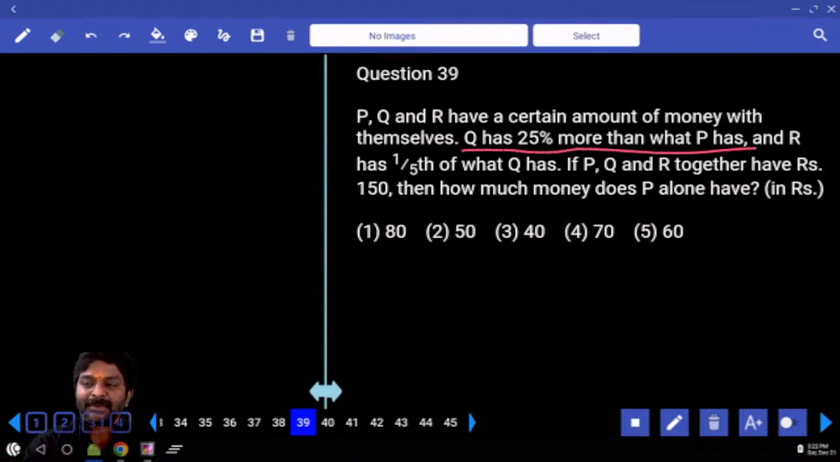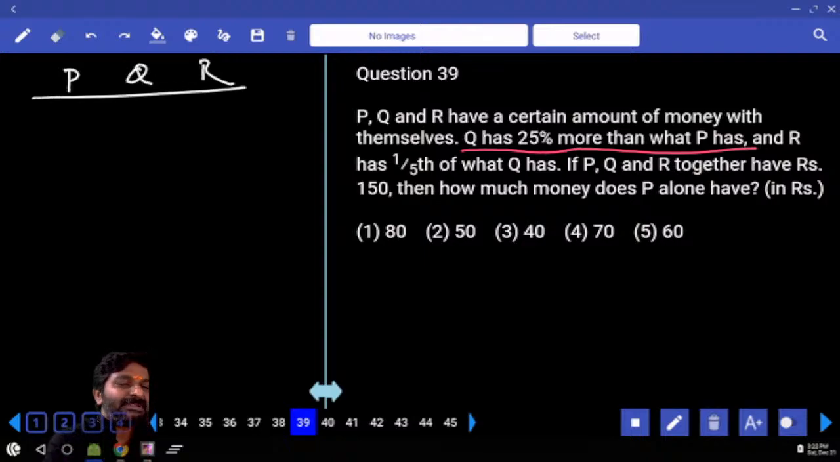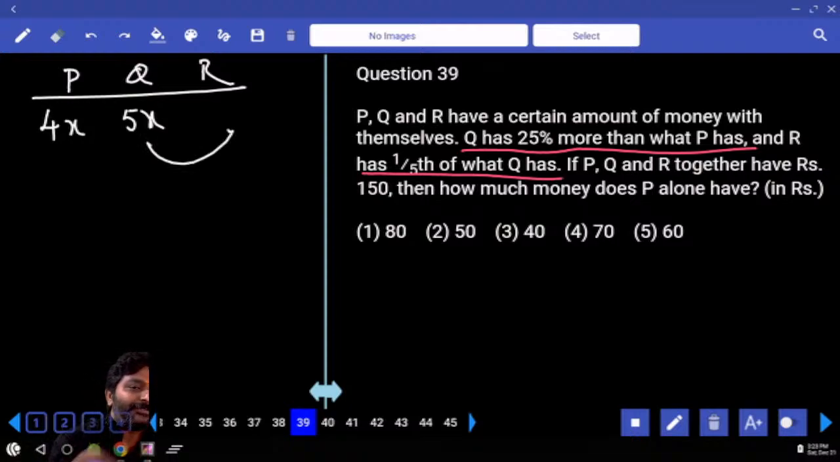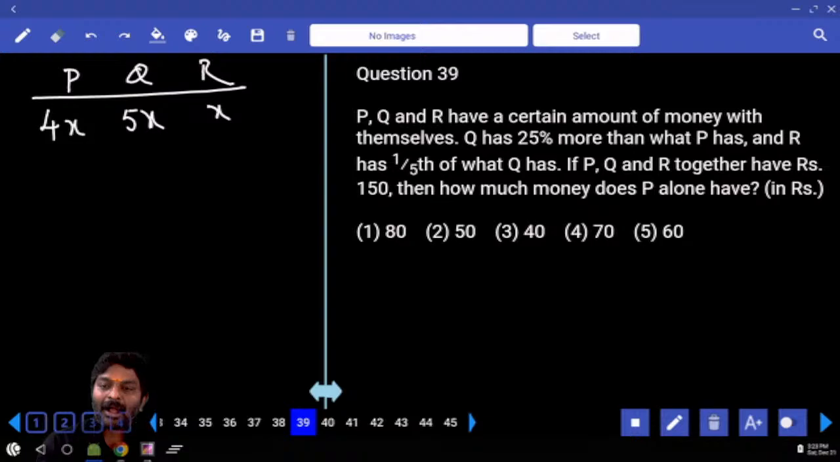Q has 25% more than P. 25% as a fraction, the denominator is 4, so I'll start by taking P as 4x. Q is 25% more, 1/4 more, x more, so 5x. R has 1/5 of what Q has, 1/5 of 5x, which is x. All together in terms of x, 10x. 10x is equal to 150, x is equal to 15, and P is equal to 4 times x.